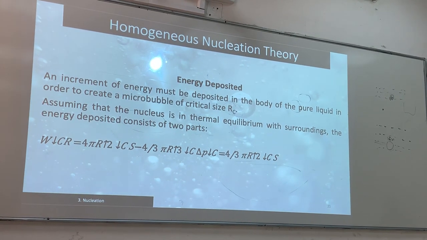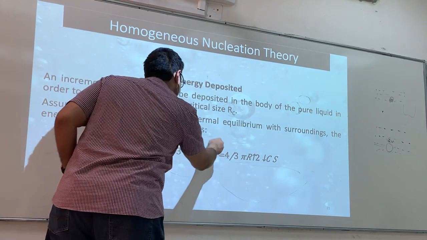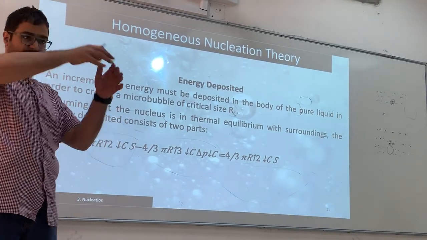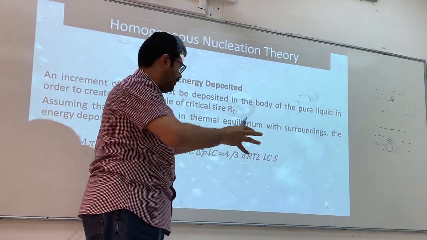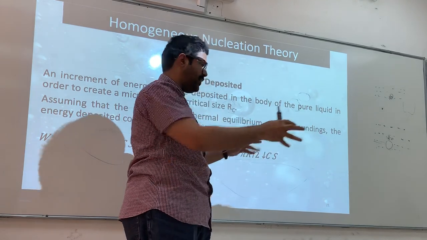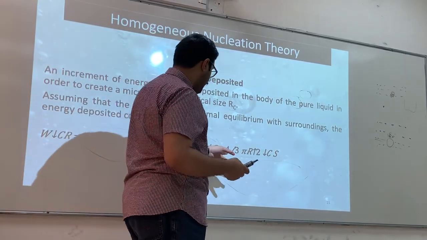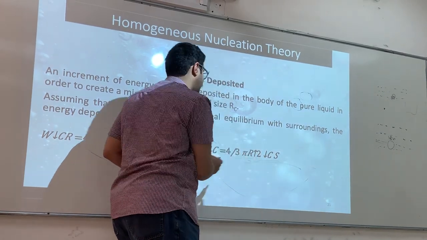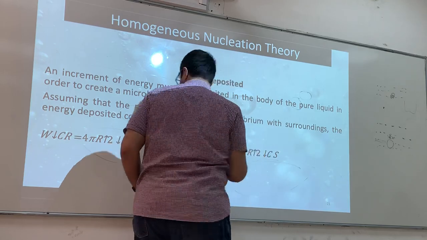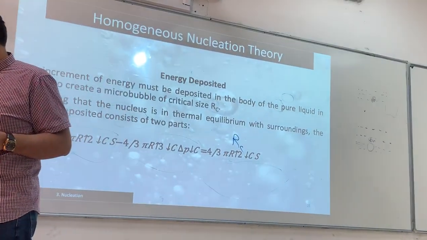Assuming that the nucleus is in thermal equilibrium with the surroundings, the energy deposit consists of two parts. First of all, this and this. This is the radius, this is the amount of water the surface pushes on, and this is the amount of water pushed. So this is a sphere of gas pushing at the water, and this comes from the surface tension that's trying not to be impaired by water. This gives us 4/3 pi r cubed. This doesn't appear well. This is the critical radius, otherwise no bubble will be there.